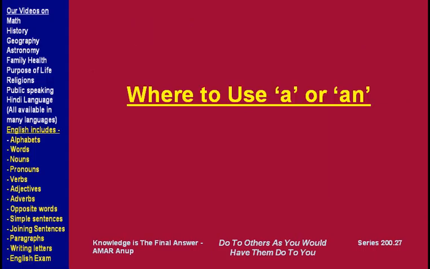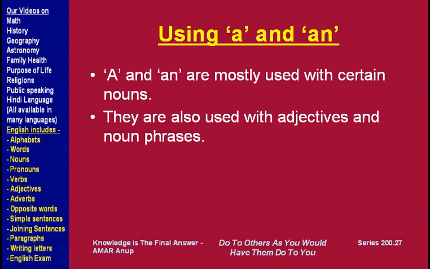Now the question is where to use a or an. A and an are mostly used with certain nouns. In the following chapter we will see what those nouns are that a and an are used with. A and an can also be used with adjectives and noun phrases, but most of the time a and an are used with nouns.